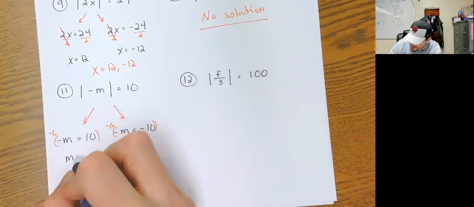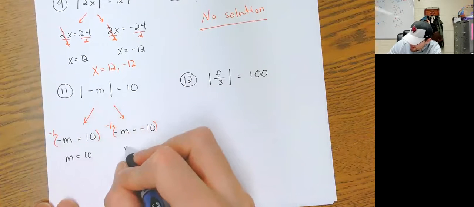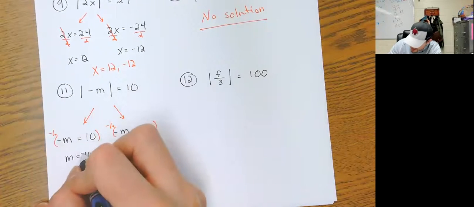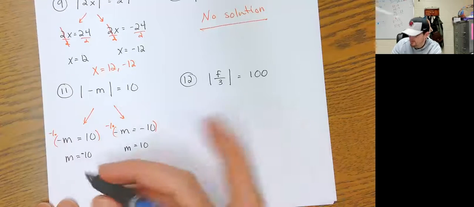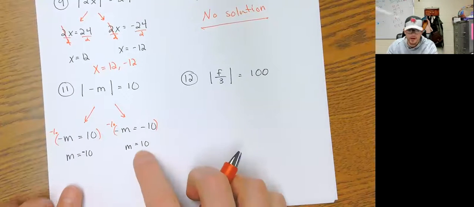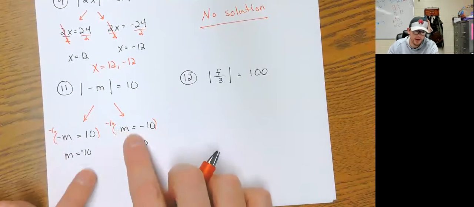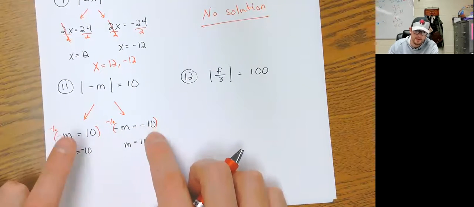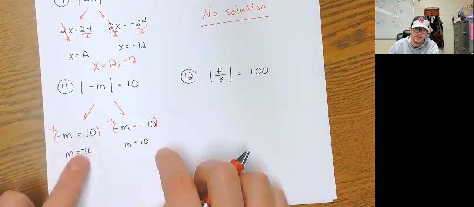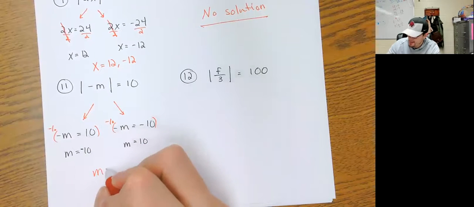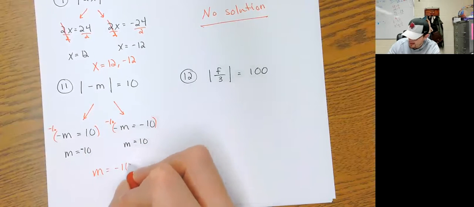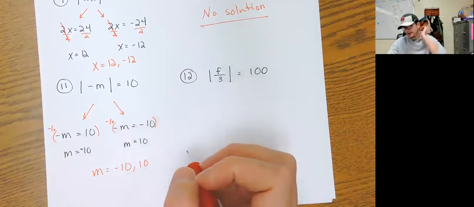So m equals negative 10, or m equals a positive 10. I just multiplied it and flipped the symbols around. You still get 10 and negative 10. It's just that now this is negative 10 and that's 10. So my answers would be m equals negative 10 and 10.